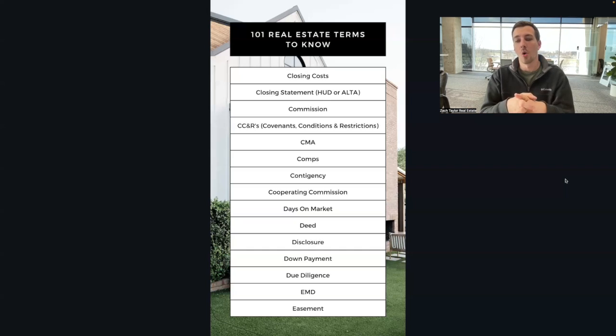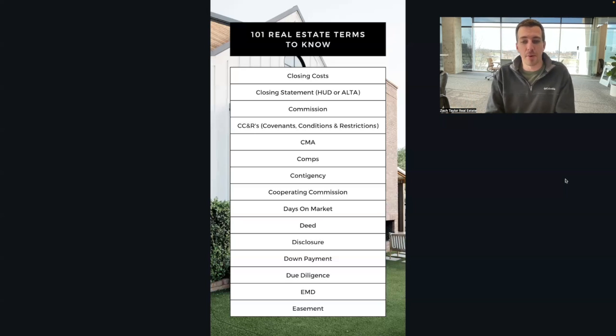Due diligence, also kind of the same thing as could be inspections, could be you're trying to figure out zoning requirements, but due diligence is a period in which a buyer researches everything they need to and satisfies any contingencies they put in that offer. It's basically doing your homework, is due diligence.